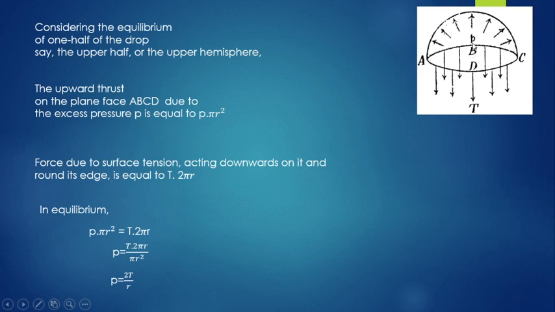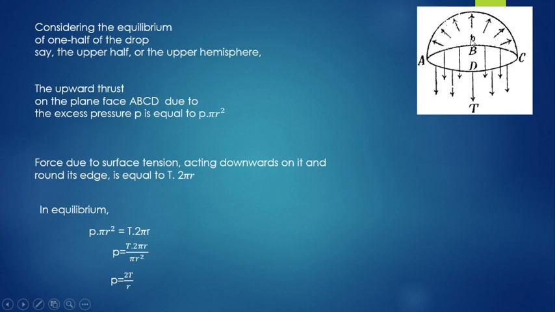Then there is the force due to surface tension acting downwards. The force due to surface tension acting downwards around its edge is equal to T into 2 pi r, where 2 pi r is the perimeter of the circle.